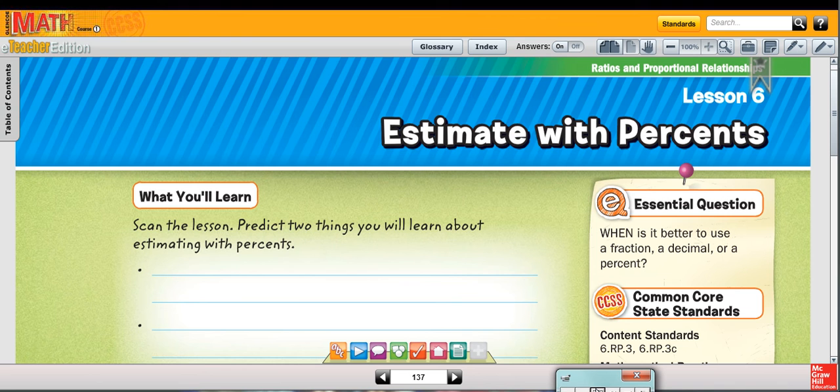All right, turn in your textbook to page 137. This is going backwards. We're going to estimating with percents. And at this time, go ahead and pause the video, complete the what you'll learn and the real world link. Okay, let's take a look.